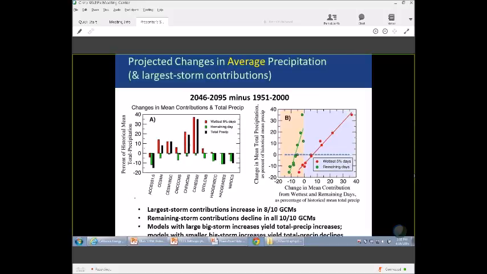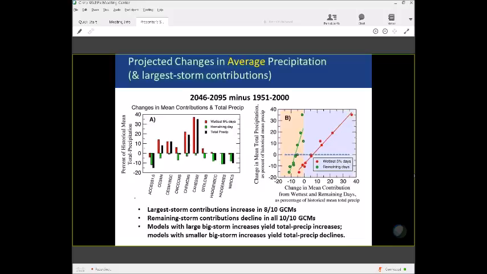It's probably easier to look on the right, where I'm plotting the contributions from either the red or the green on the x-axis versus the change in total precipitation on the y-axis. The real story is down there at the bottom: the largest storm contributions increase in 8 of the 10 models here. I should say these are the 10 models that were identified as part of the DWR's Climate Change Technical Advisory Group that was mentioned in the plenaries this morning. Remaining storm contributions decline in all of the models.